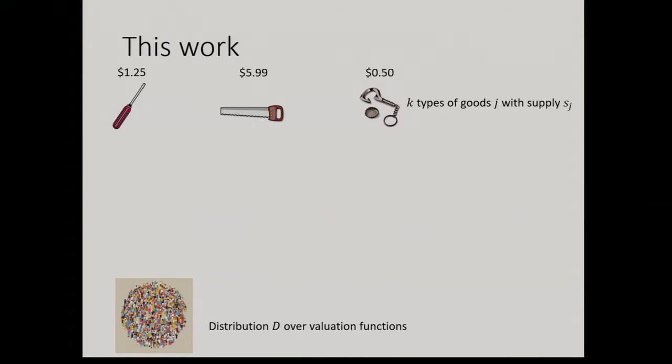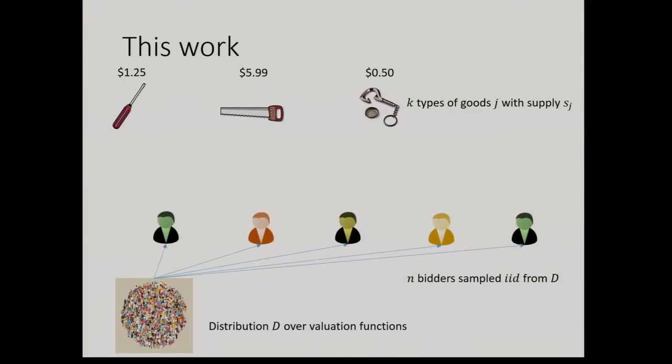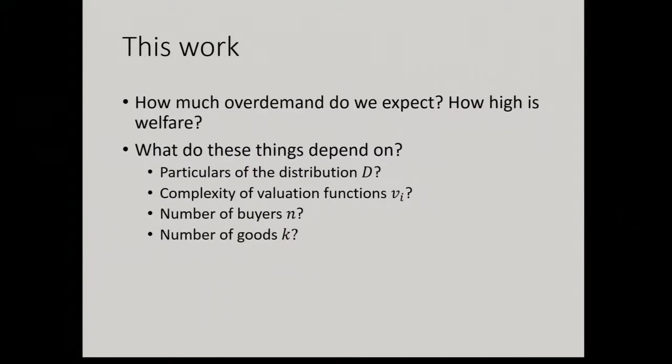Instead, once the prices are fixed, a new sample of n buyers is drawn from the same distribution. And these buyers have no information to coordinate them other than the prices. So at this point, the buyers are going to buy arbitrary bundles in their demand set, given the prices. I'm going to assume nothing about how ties are broken. It could be worst case. And the question is, how much overdemand do we expect? And what kind of welfare do we expect in the resulting allocation? And what do these things depend on? Do they depend on the particulars of the distribution? Do they depend on the complexity of buyer valuation functions, or the number of buyers, or the number of goods?